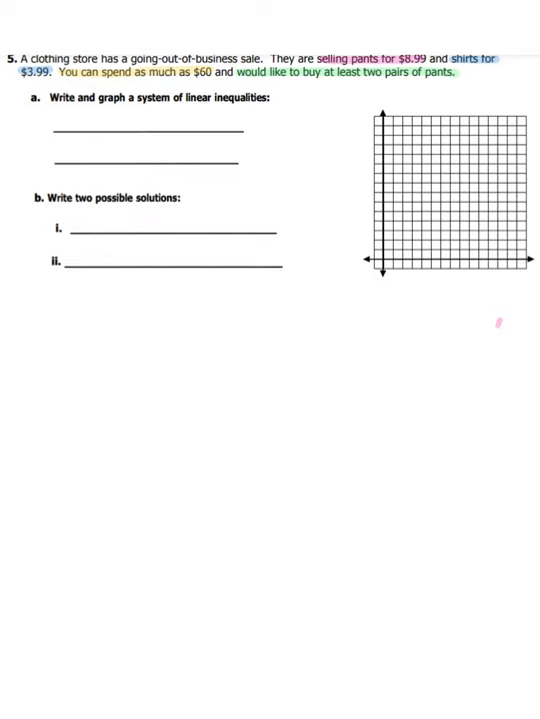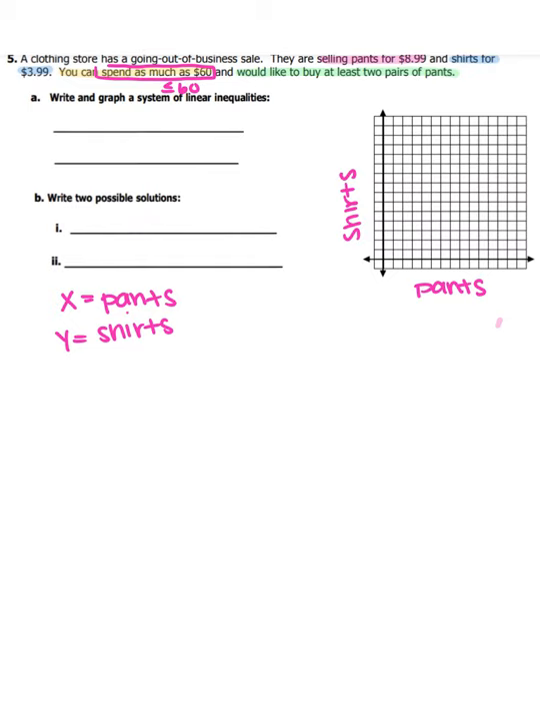So our 2 variables here, we're talking about buying pants and we're talking about buying shirts. So I will let X be pants and Y be shirts. So my x-axis is pants and my y-axis is shirts. All right, so let's see here. I know that pants are $8.99 and shirts are $3.99, and I can spend as much as $60. So that means I can't spend over $60. So my inequality would be less than or equal to 60 because I can't spend more than $60.